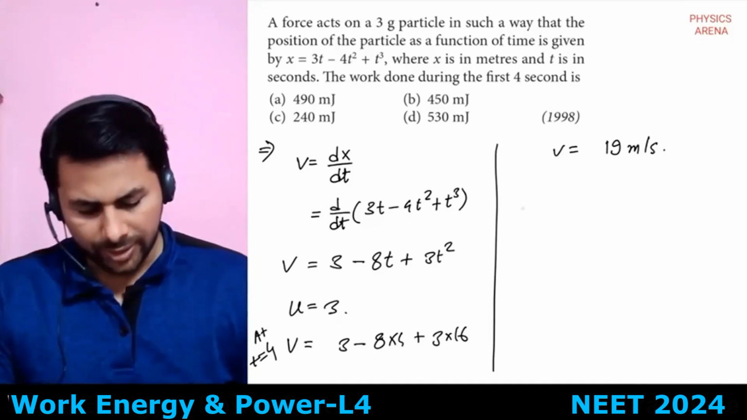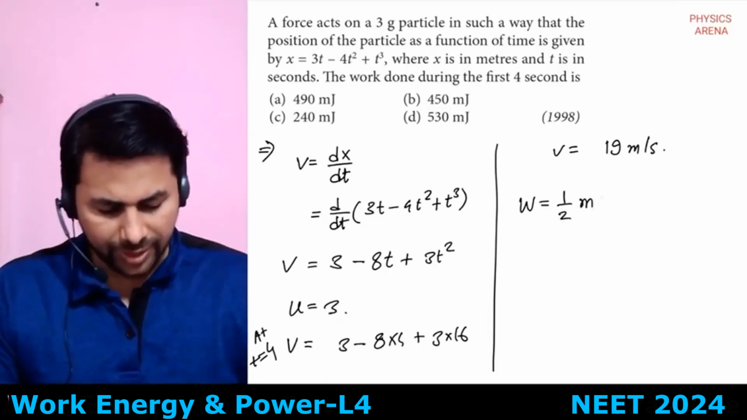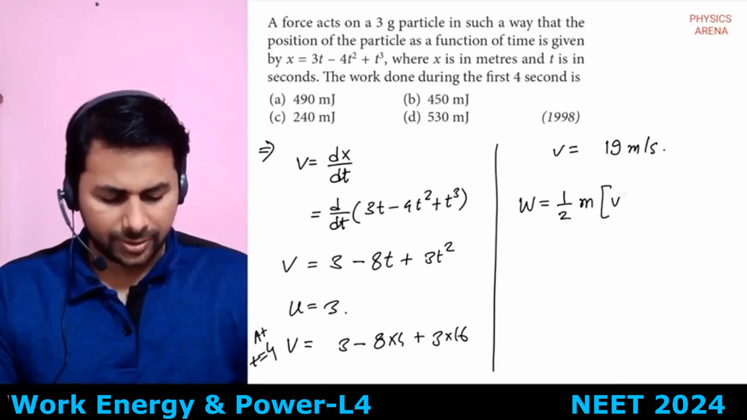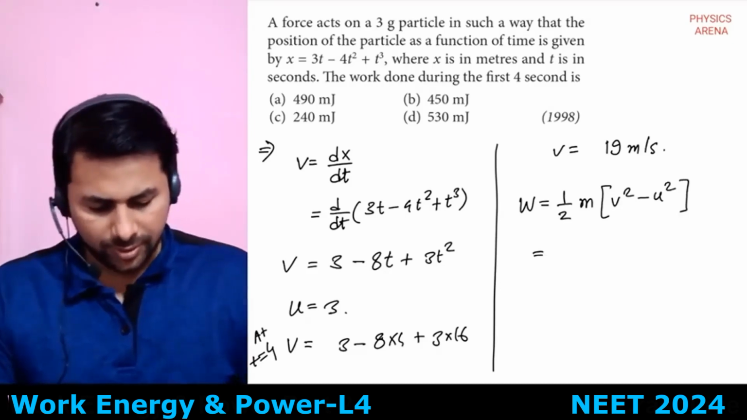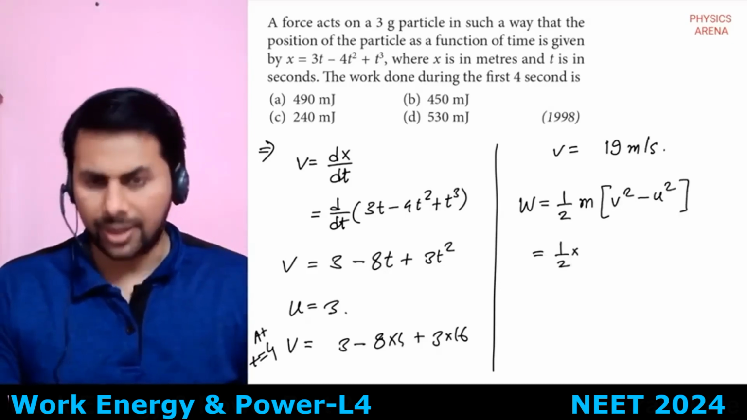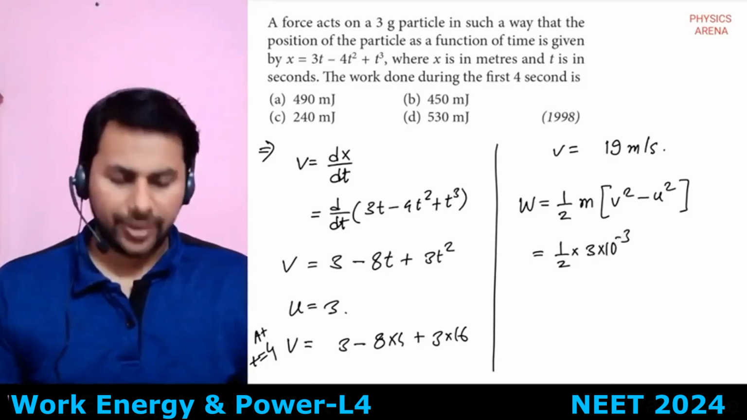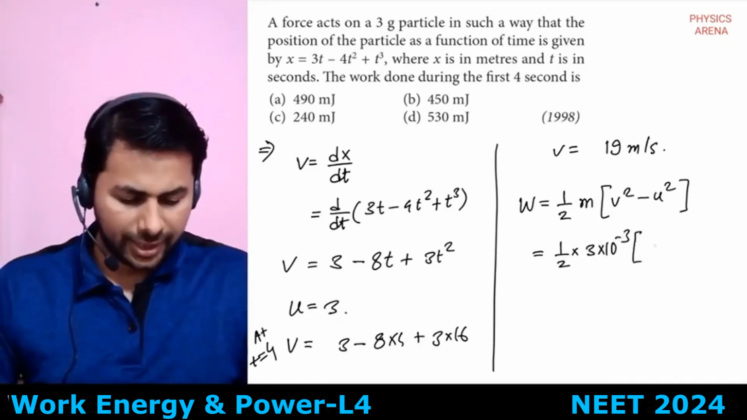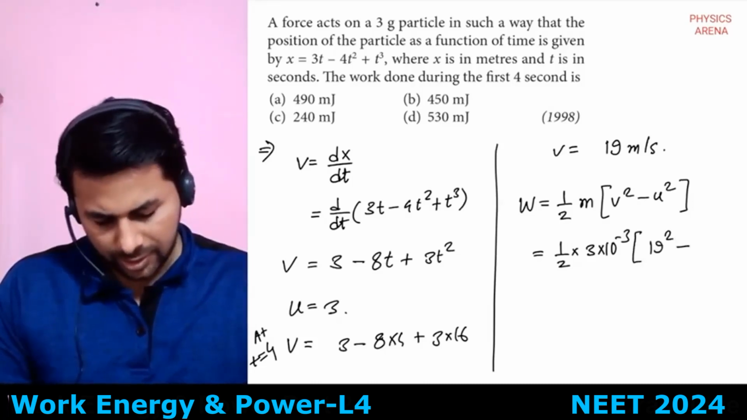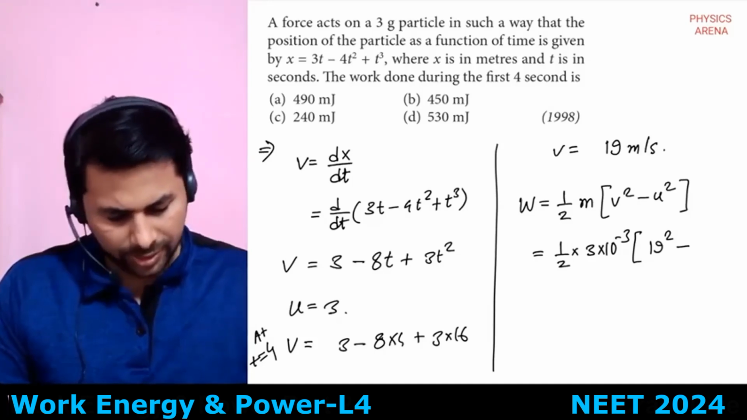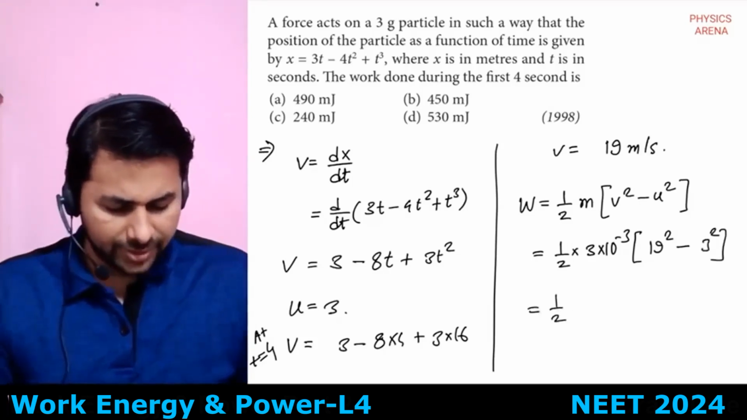Okay. Then work done will be equal to half of m times v square minus u square. So it is half of 3 gram, that is 3 times 10 raised to minus 3 in kgs, and you have 19 square minus 3 square. So what is 19 square?